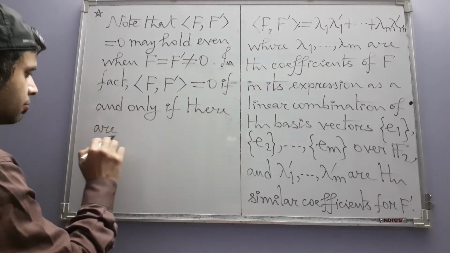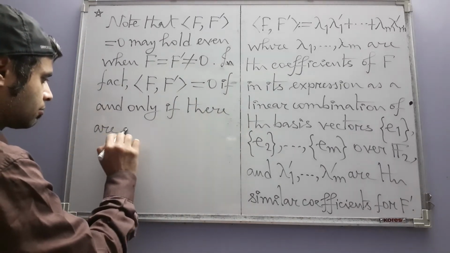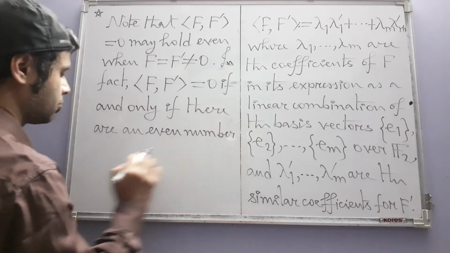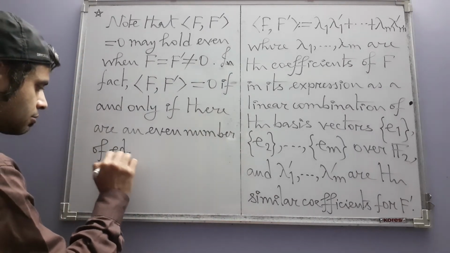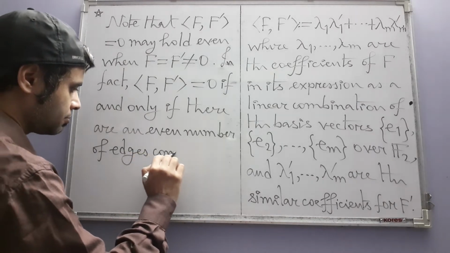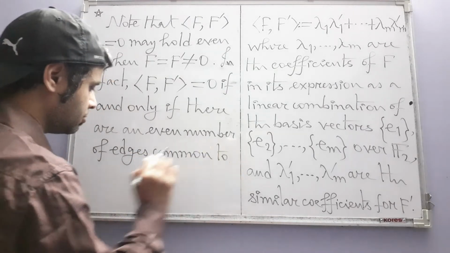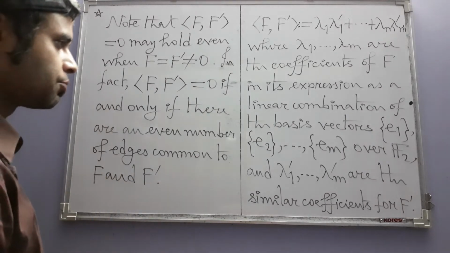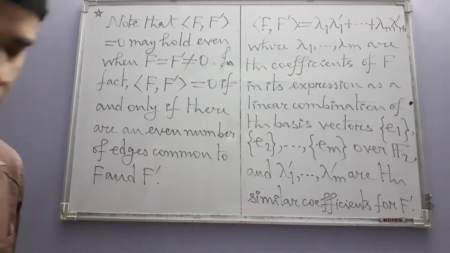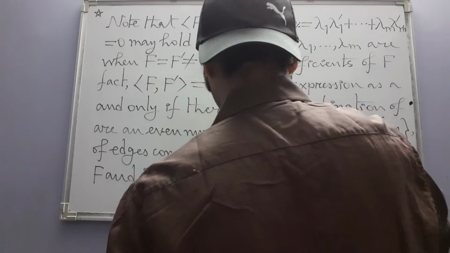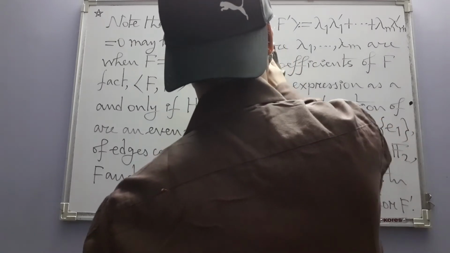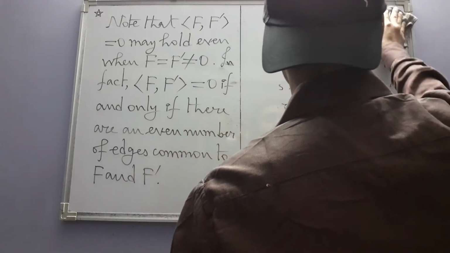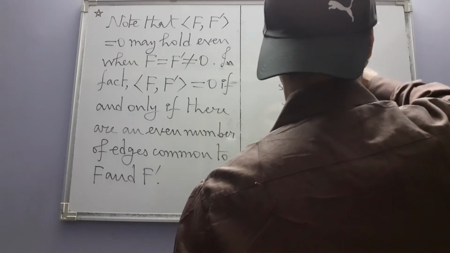there are an even number of edges common to f and f prime. Why? Why is that so? Let's see. This is just a passing remark made by the author, and in fact it's not very difficult to see why, but we have to see it once.